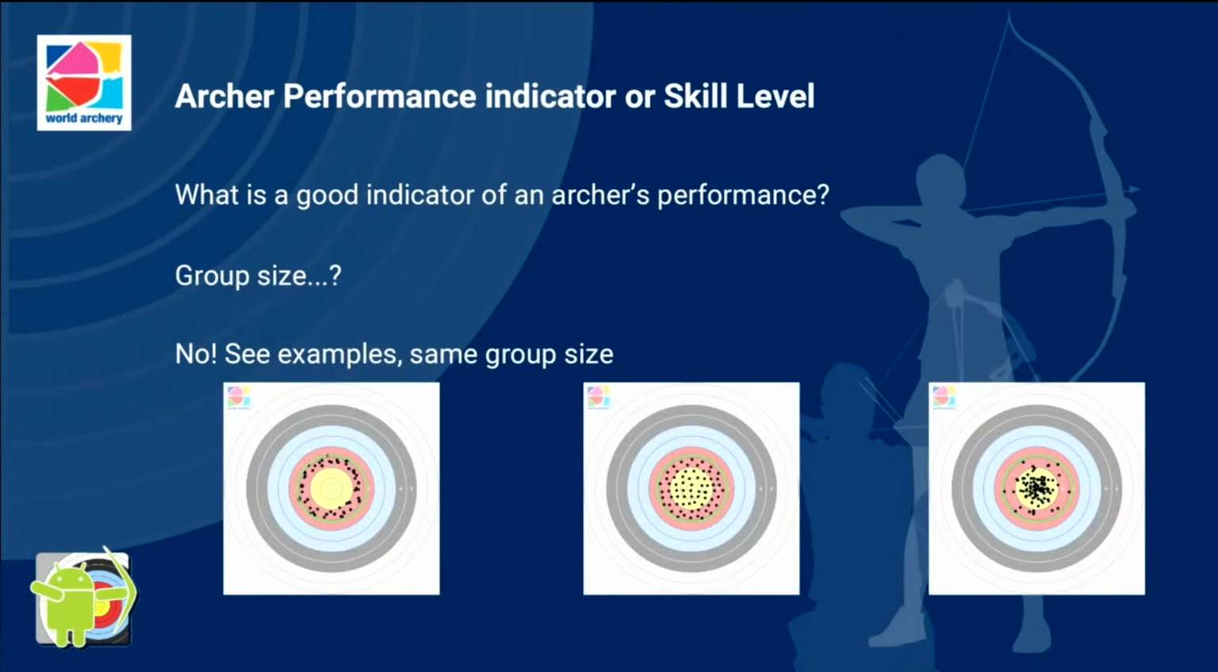So sometimes you can try group size as a performance indicator. So the size of the group. But group size is also not a really good indicator, because as we know, the group size changes if you shoot longer distances. But even if you're always shooting the same distance, if you look at the bottom 3 examples, all represent the same group size. But I think that we can agree that the right target face represents a much better group than the 2 on the left. So we need another metric to indicate performance.